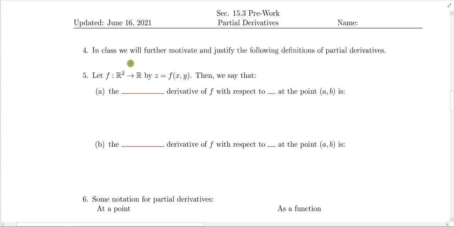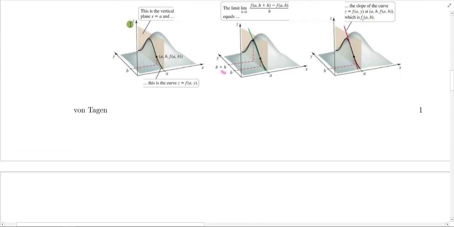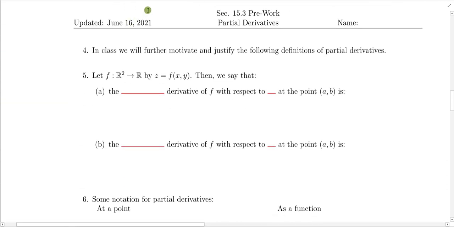So folks, we'll be a little more careful in developing these definitions in class, and that will mainly mean going through these images a little more carefully. But let's go ahead and give the limit definitions of the partial derivatives. This can be extended to any number of independent variables for a multivariate function, but we'll just do it for a function of two variables.